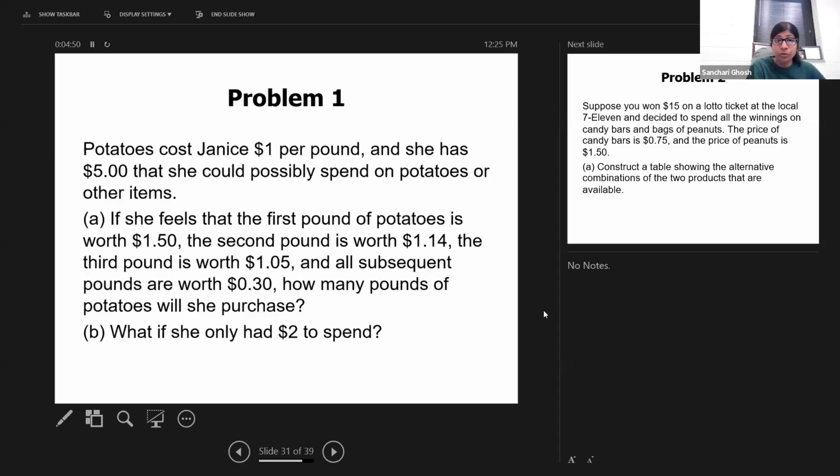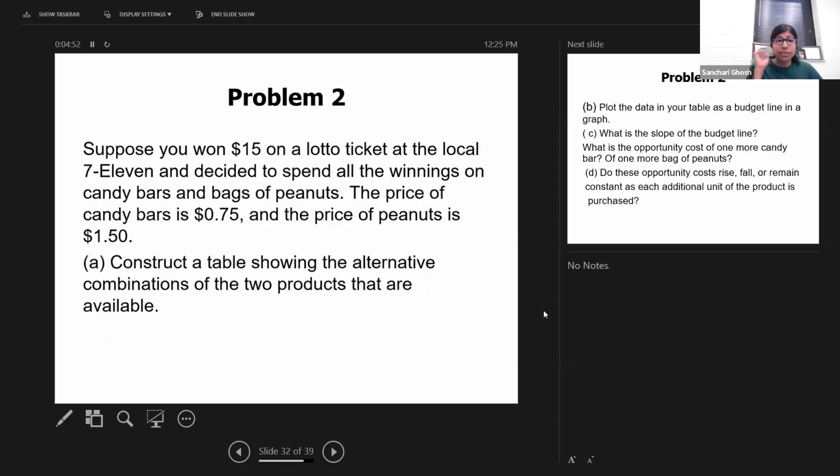The next problem that we are going to discuss will illustrate everything together with the budget line, so many of the concepts of the individual budget line. I will not go over this table. This is given in your solutions. But we start out with plotting the data in a budget line.